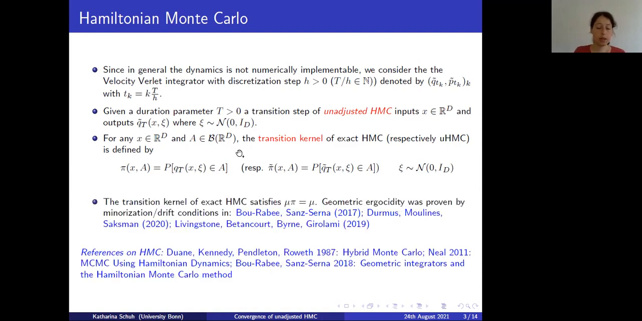Now, since we use the Hamiltonian dynamics, which has some very nice properties, the transition kernel of exact HMC leaves our target measure mu invariant. So this equation here is satisfied. And moreover, we also have geometric ergodicity. In the following few minutes, I'd like to investigate further the contraction or convergence behavior of both exact and unadjusted HMC using a coupling approach. And since the unadjusted HMC makes some error by taking only the approximate Hamiltonian dynamics, we also need to bound the error we make.